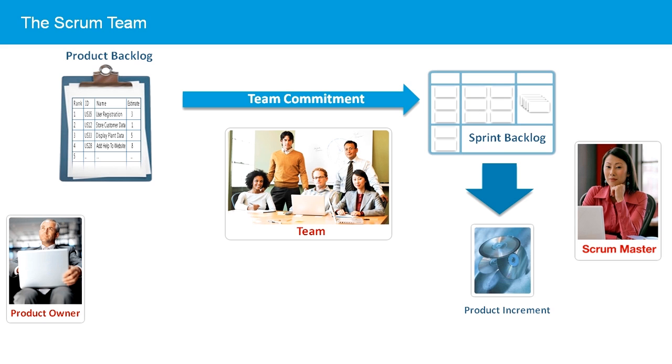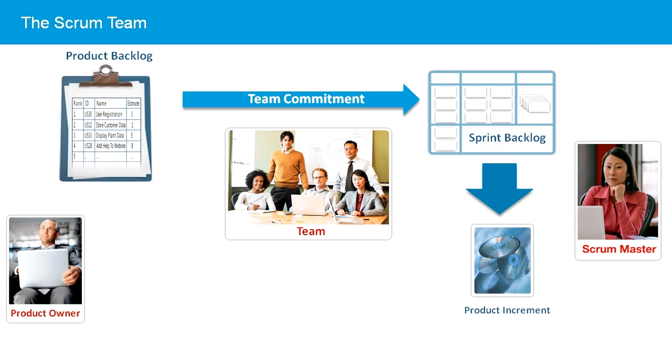The work the team commits to in each sprint is held in the sprint backlog. In the sprint planning meeting, the team meets with the product owner and Scrum Master to move the highest priority items from the product backlog to the sprint backlog. Each product backlog item must be fully defined, be small enough to be completed within a sprint, and must have acceptance criteria that definitively determines when the item is done.